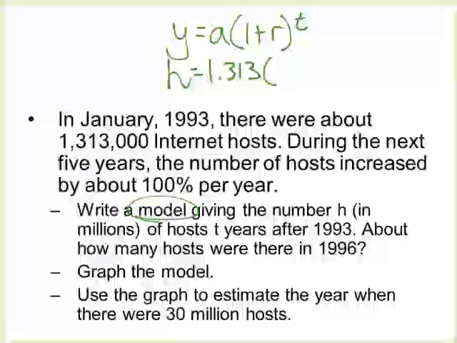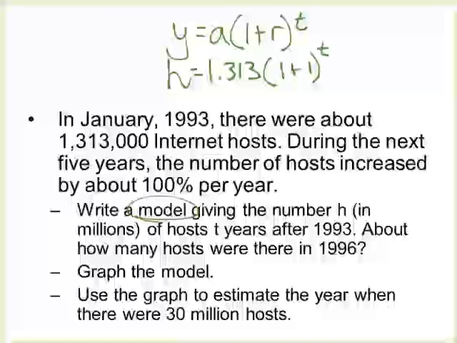Times 1 plus. What is the rate? 100%, and how will that go into the equation? As 1. So when we plug it into the equation, we want to turn that percent value into a decimal. And then t remains t for the model. Don't plug anything in for t. Could we just write the equation as 1.313 in parentheses 2? Yes.